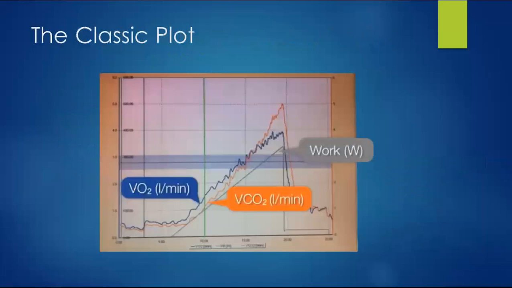There are a number of plots that are produced. At least 9 different plots can normally be produced. This is an example of a classic plot. On the x-axis, there is time with increasing levels of work intensity, and on the y-axis, you have either oxygen consumption or carbon dioxide production. We'll come back to this point here, which is an important point known as the lactate inflection point, otherwise known as the anaerobic threshold.